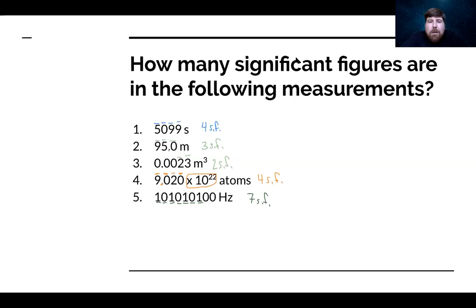Now, it might seem odd that we're literally counting how many significant figures are present, but it's actually important to understand how many significant figures are present because when we do operations, for example, multiplication and division, or addition and subtraction, the amount of significant figures in our measurements can change.